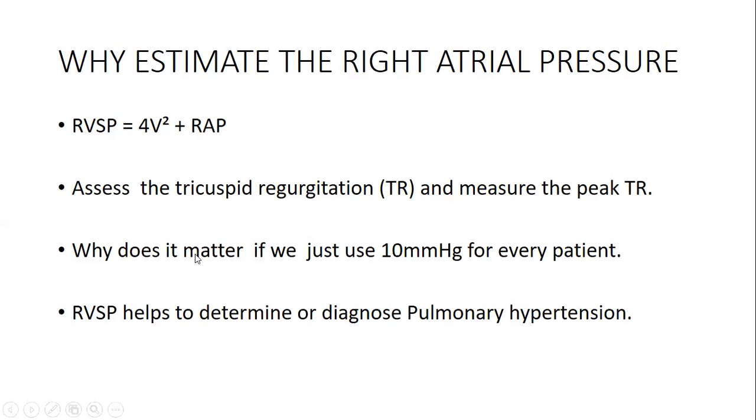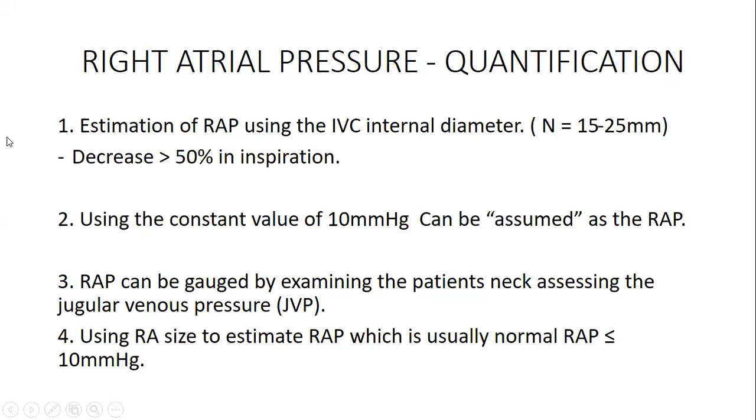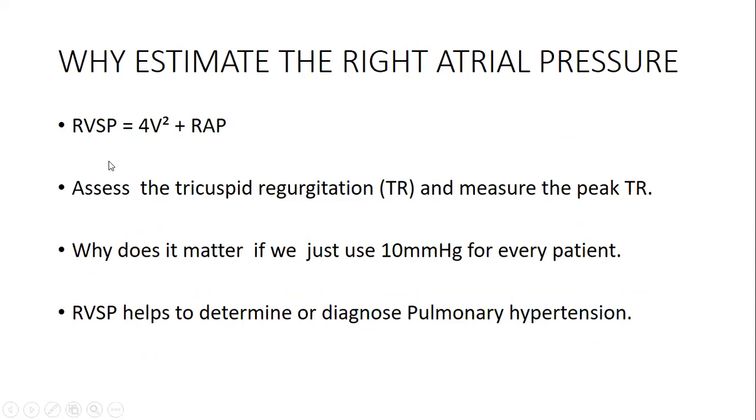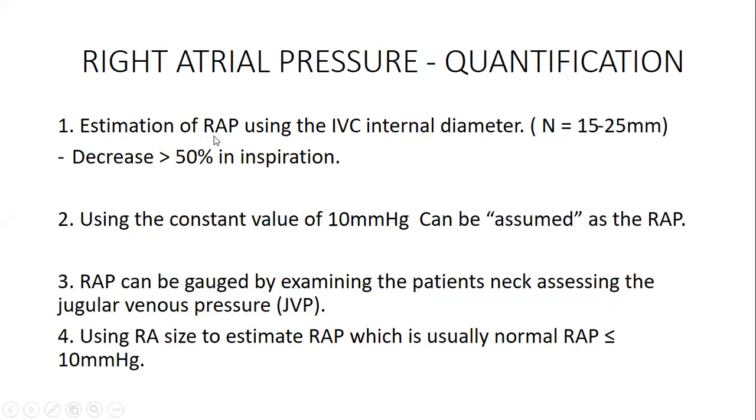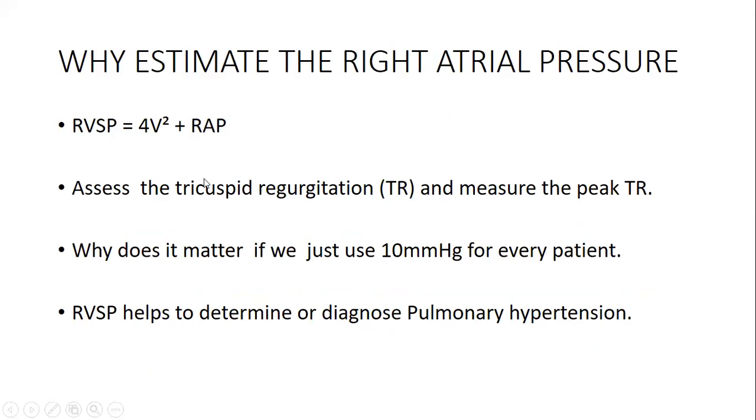So just to explain this second point about RA, we actually use the simplified Bernoulli's equation. This is a very simple equation. RV, which is the right ventricle systolic pressure, is equal to 4 multiplied by the velocity squared, plus the RA (right atrium) pressure, where RA pressure is considered as a constant. So we put the constant here.